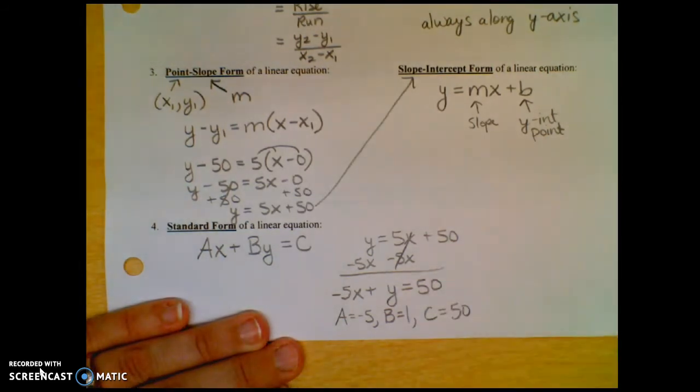That's the constant term. So wherever you start from with a line, you can always get to all the other forms just by doing some algebraic properties and doing things on both sides. Okay, let's try some examples here.